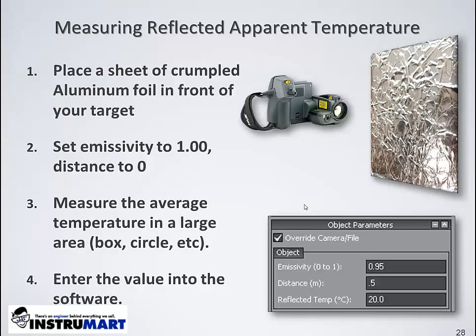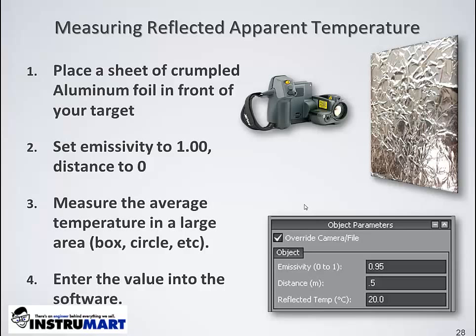The second thing I'm going to do is, on my camera, or I could do this in software, set the emissivity value to 1 and the distance to 0. With these camera settings, I'm telling the camera that all radiation measured is emitted and that there is no attenuation due to the atmosphere.